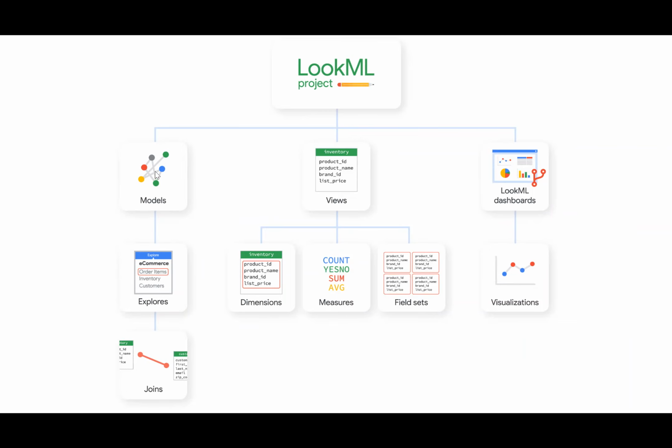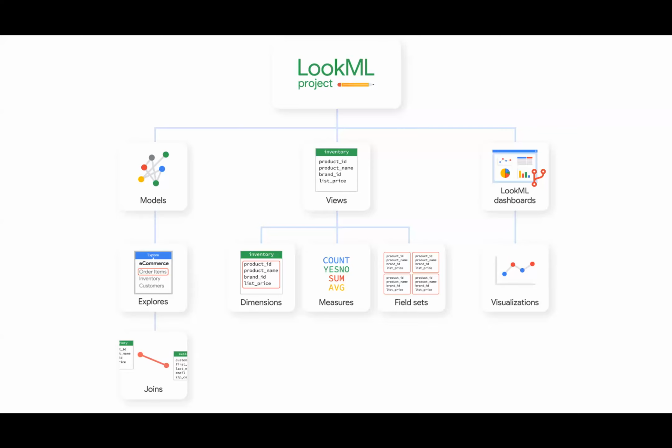Under model, we will create the explores, where we build the relationship between the tables or views. In Looker terminology, we call every table a view. So under model, we create the explores by using the relationship between the views. In the view section, we define dimensions and measures. There are some custom fields as well.